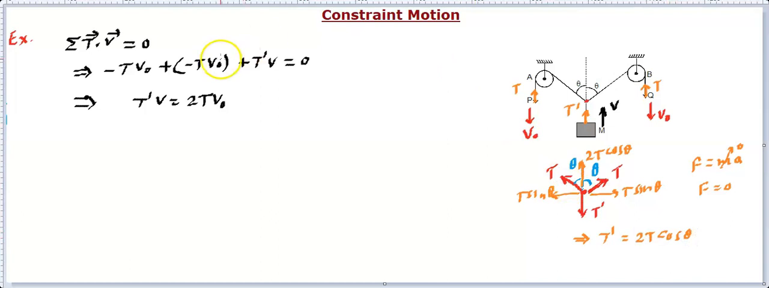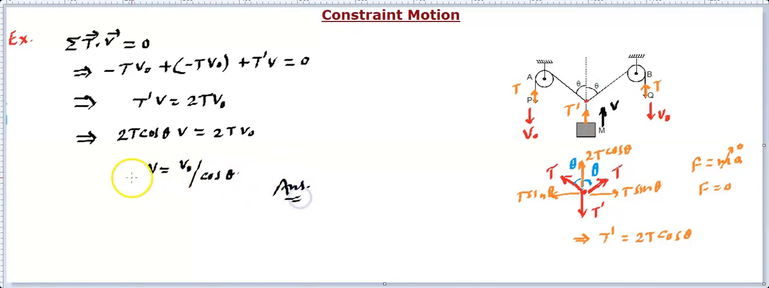Now you can put the value of T dash back in this, and you will find T is getting eliminated. Then it's going to be twice T cos theta into v is equal to twice T v naught. And you'll find twice T cancelling out, so this v is going to be equal to v naught divided by cos theta. So that will become your answer. That means the velocity of this block is going to be in the upward direction, and it is going to be equal to v naught by cos theta, where v naught is this velocity, right? And since this is coming as a positive, you can think that the direction that you assumed is the correct direction.